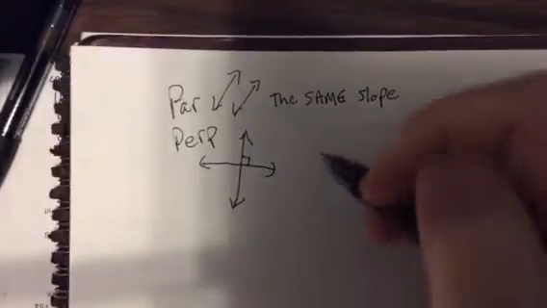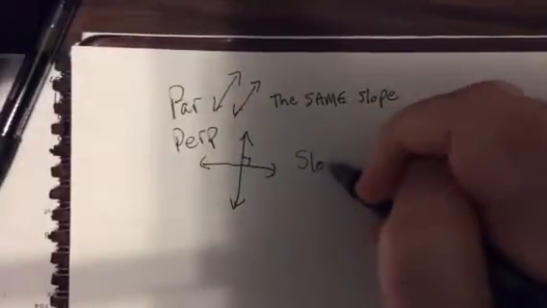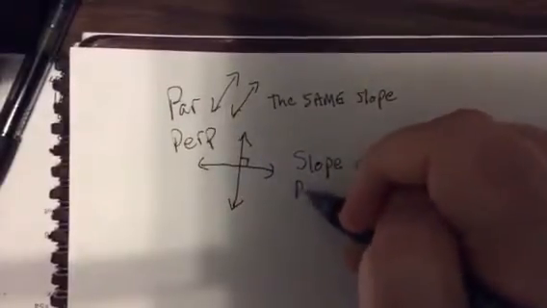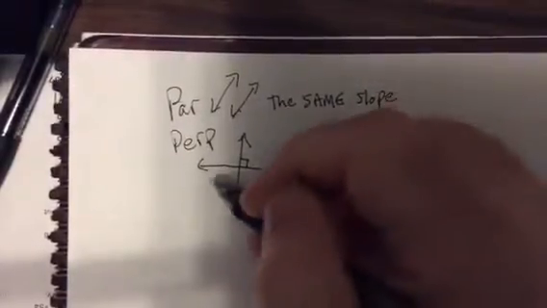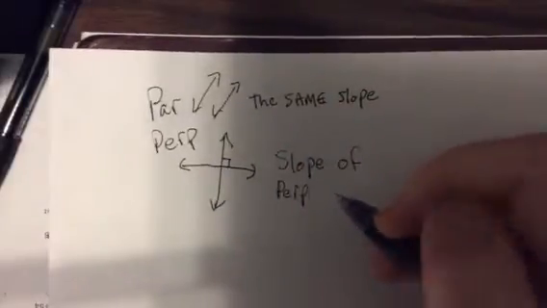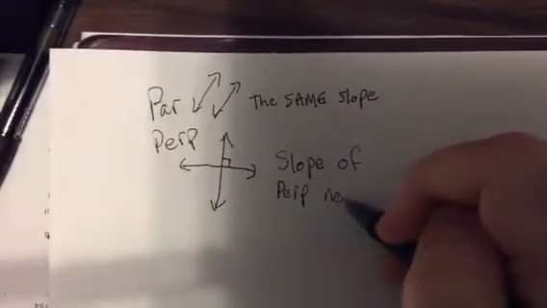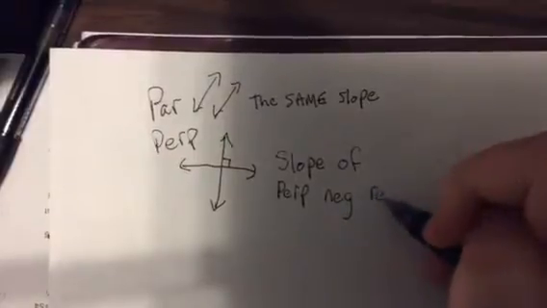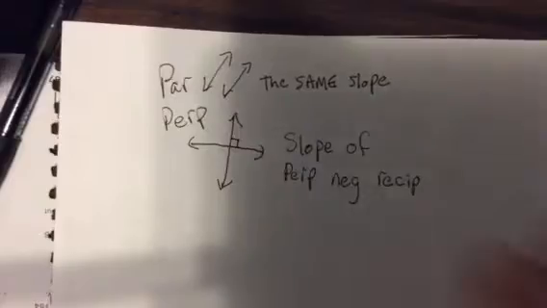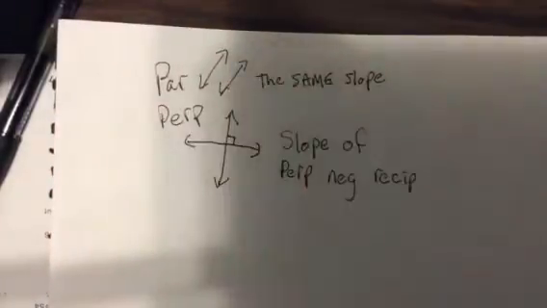So the slopes of perpendicular lines, now part of it, I hope, is obvious. If one's going up, the perpendicular has to be going down, so one's positive, one's negative. But it's the negative reciprocal. You actually have to flip the slope too. So remember, opposite, flip, opposite, flip.